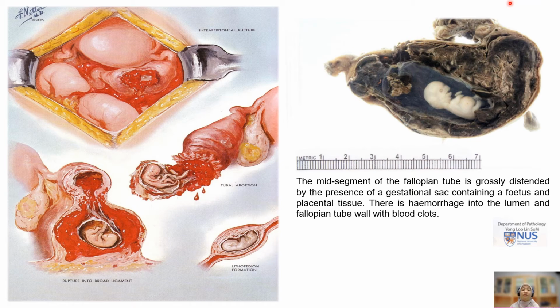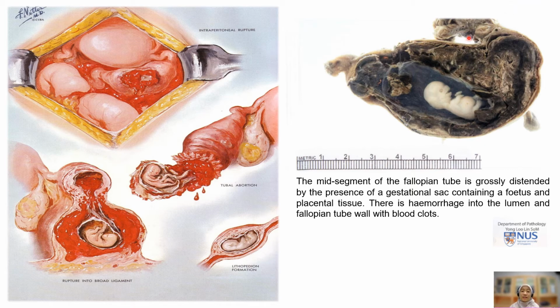So please be careful when you treat a female patient in reproductive age with acute abdominal pain. Never forget to perform a pregnancy test, regardless of the marital status of the patient. It would prevent us from misdiagnosing the patient as having acute appendicitis, for example.